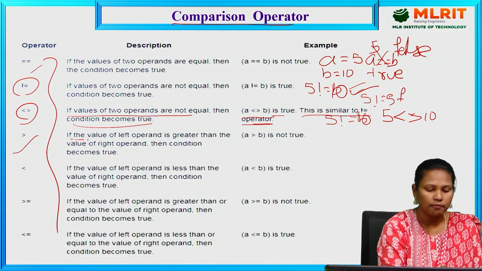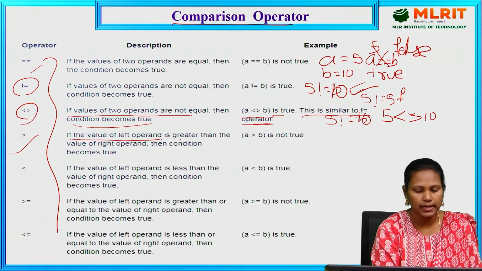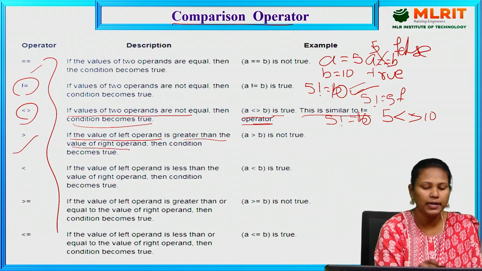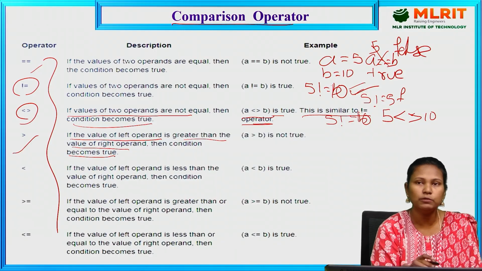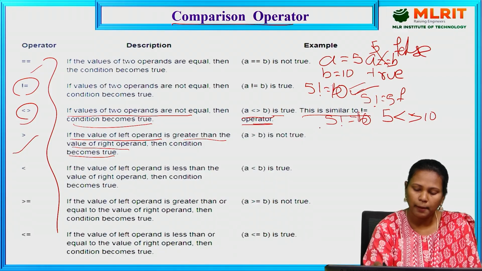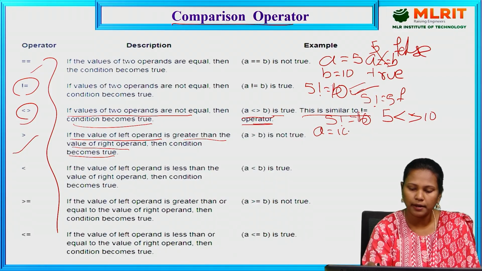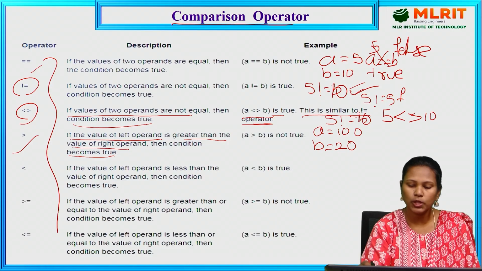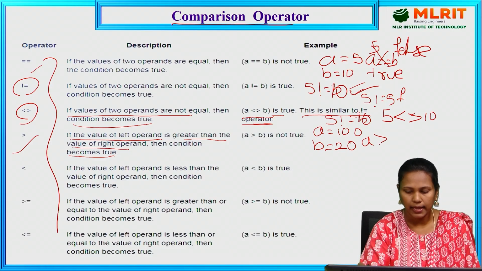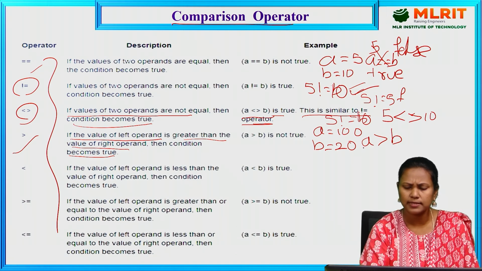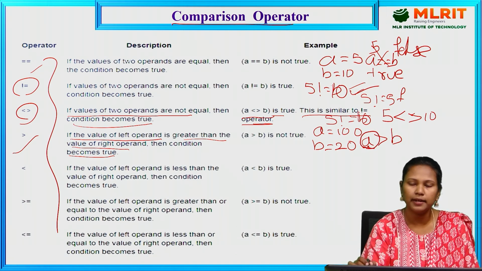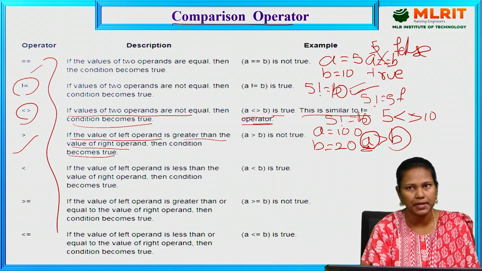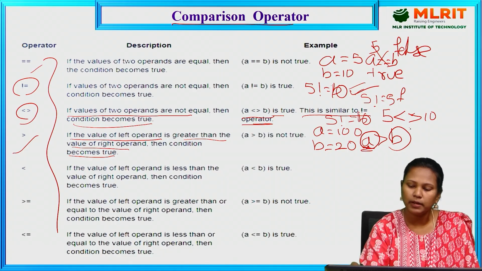The next one is the greater than. If the value of the left operand is greater than the value of the right operand, then the condition becomes true. For example, I am taking A equal to 100, B equal to 20. So the left operand is greater than the right operand. So yes, it is true. The A is 100, so it is the greater value, so it will be true.